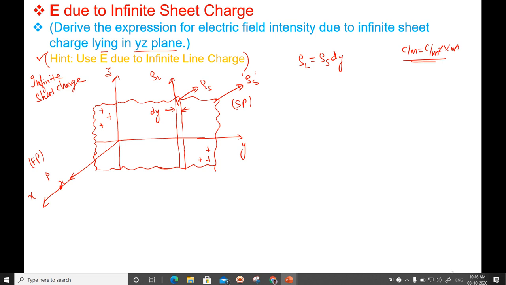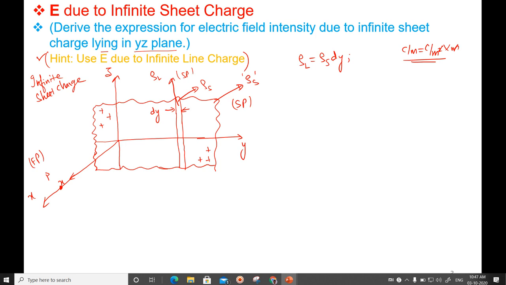Rho l is equal to rho s into the width of the strip dy. Right? This is fine. Next, let me consider this small strip. This is the source point now. Next, I want to find out what is the electric field intensity at this point P here on the x-axis due to this small strip.